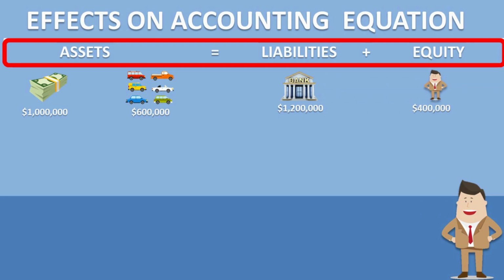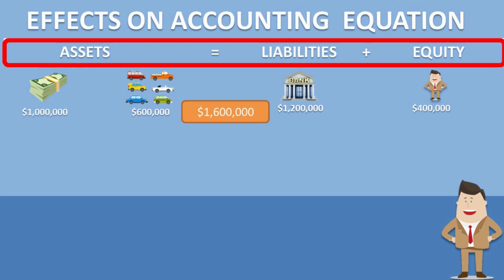On the assets side we will have cash $1 million, and inventory $600,000. On the liabilities and equity side we will have bank loan of $1,200,000, and $400,000 of equity, making the total of each side equaling $1,600,000.